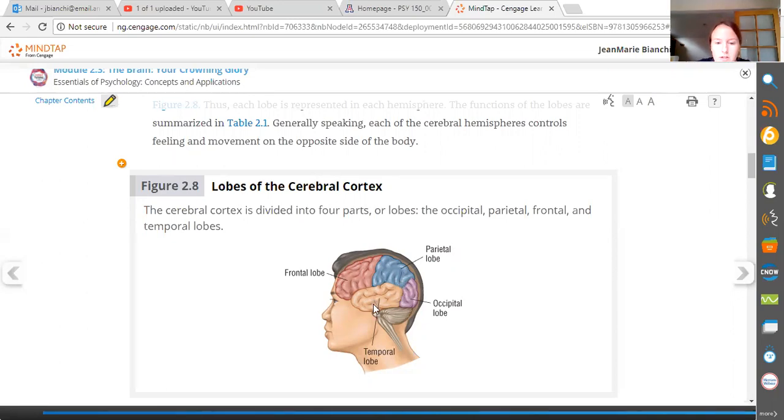Right here by the ears, we have the temporal lobe. Very interesting lobe of the brain. Really important for processing auditory information. As you can see, it's located very adjacent to the ears, which makes functional sense. And the temporal lobe is also important for a variety of functions like memory, learning, and other psychological functions that we'll talk about in this class.